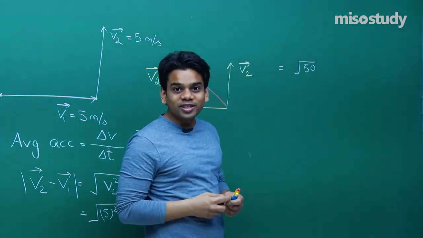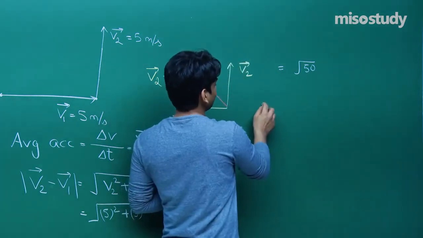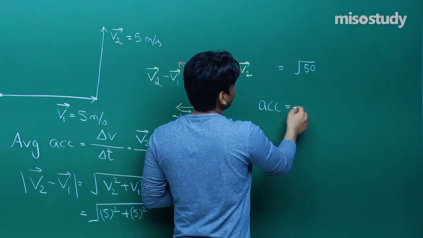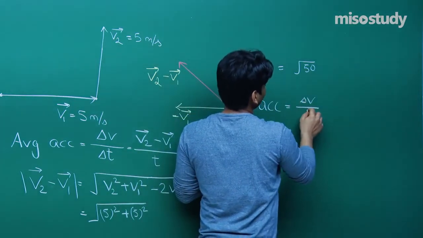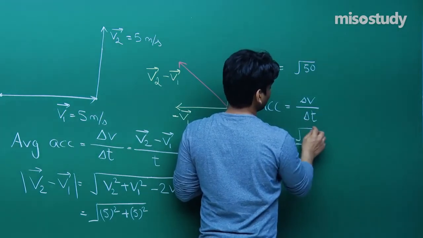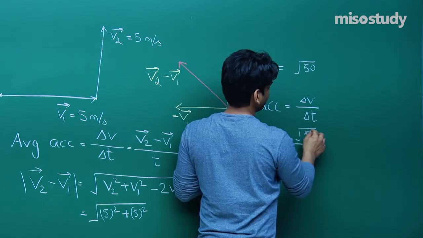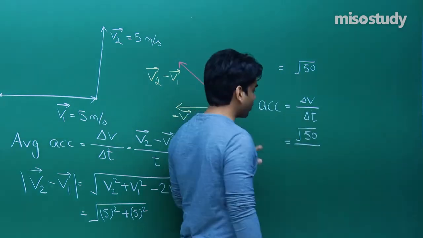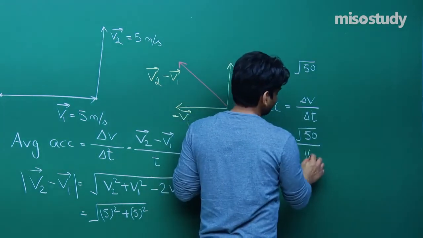Let's go ahead with the acceleration portion, the average acceleration that we were intending to evaluate, that is delta V by delta T that we have written. So this will come out to be under root 50. This is the change in velocity, magnitude I am talking about. Time taken is 10 seconds.